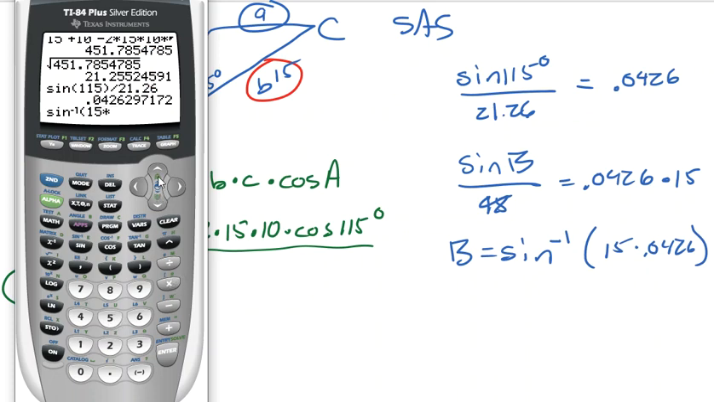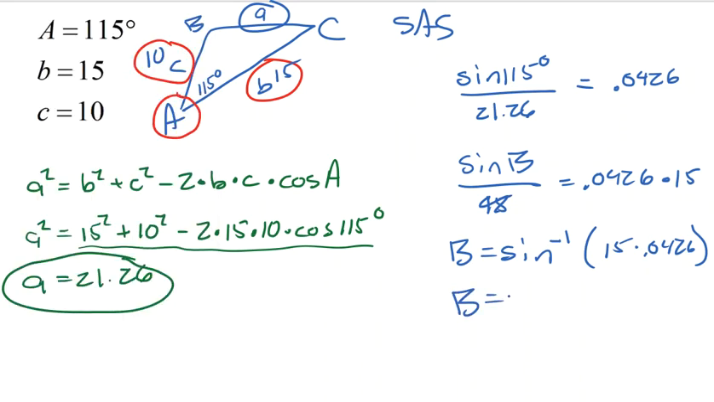Watch what I'm going to do here. Times, I'm going to grab all those decimals for accuracy purposes, and I get 39.75. So angle B is 39.75 degrees.